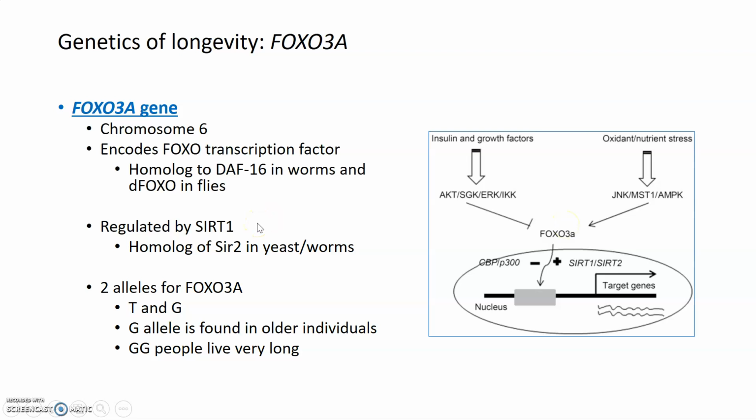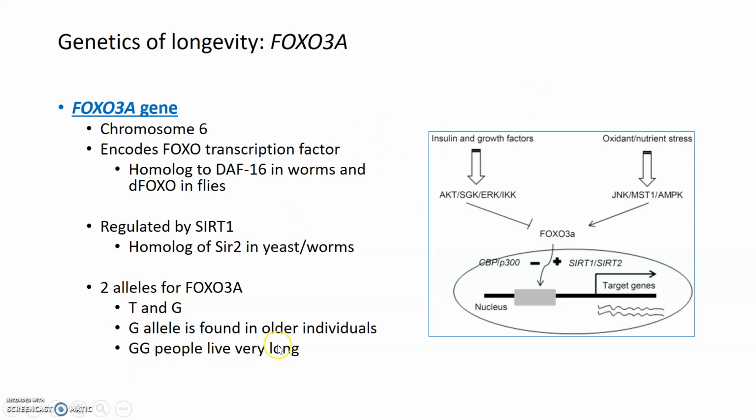And FOXO3A is also regulated by SIRT1, which is the homolog of SIR2 in yeast and in worms. And so the involvement of FOXO3A in longevity in humans argues that there's this kind of conservation of the insulin signaling pathway and a decrease in insulin signaling from yeast all the way up through humans.